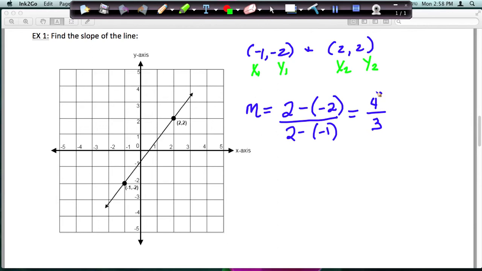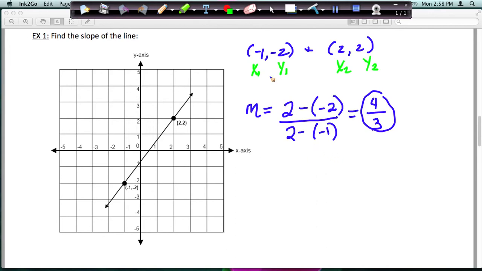This is a positive 4/3, which makes sense because our line is increasing, so we should get a positive answer. If we had gotten a negative answer, you would want to go back and check, because a negative slope means it's going down, but this is increasing. And this rise over run, 4/3, tells us this is increasing up 4 over 3 each time. So up 4 over 3. So that is our slope.